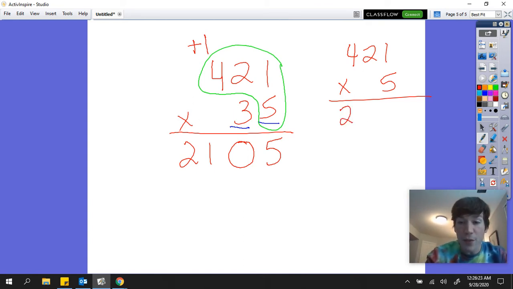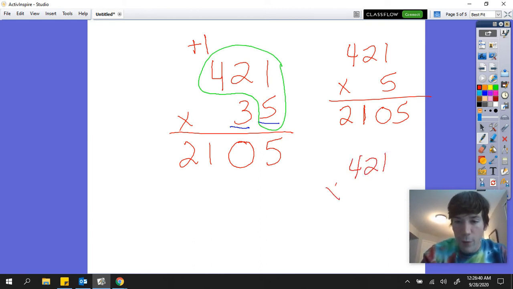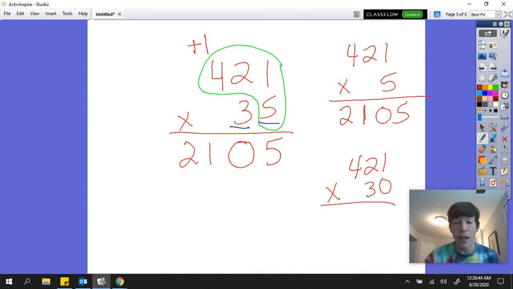Now, that answers this question, 2,105. That tells me the answer to 421 times 5. But we're not looking for that. We're looking for 421 times 35, which tells me that I still need to multiply 421 times 30, which is this digit here. Notice it's 30 because that 3 is in the tens place.